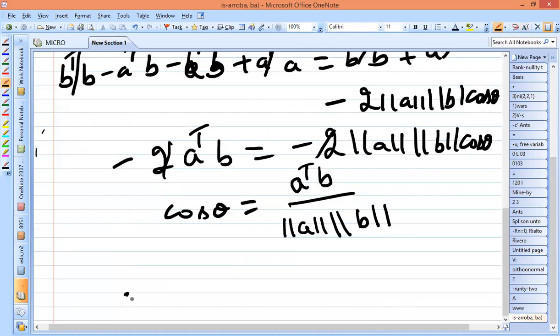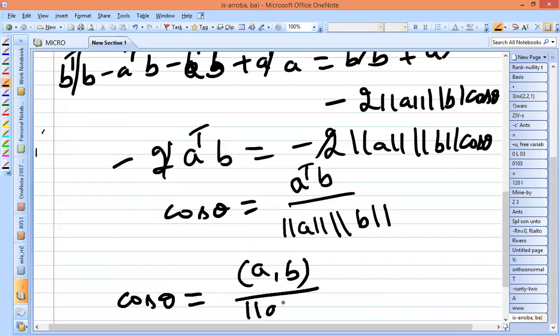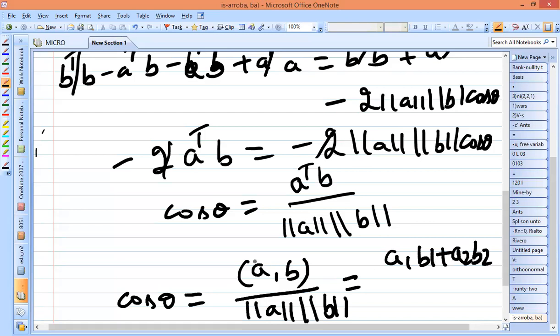This cos theta can also be written as A transpose B, which is A comma B divided by length of A into length of B, which is equal to A1 B1 plus A2 B2. This is in terms of the coordinates taken for A and B. A is located at coordinate A1 A2 and B is located at coordinate B1 B2. Using that, this can be written as A1 B1 plus A2 B2 divided by magnitude of A into magnitude of B.